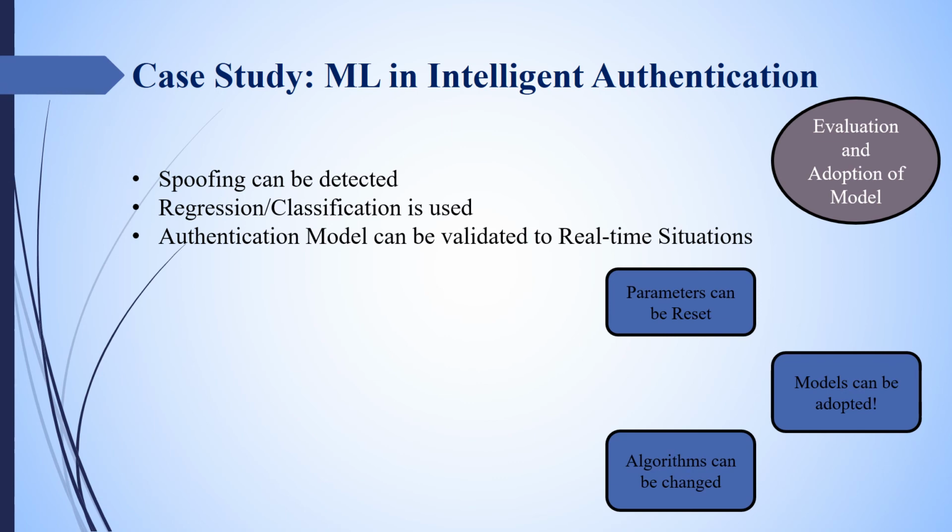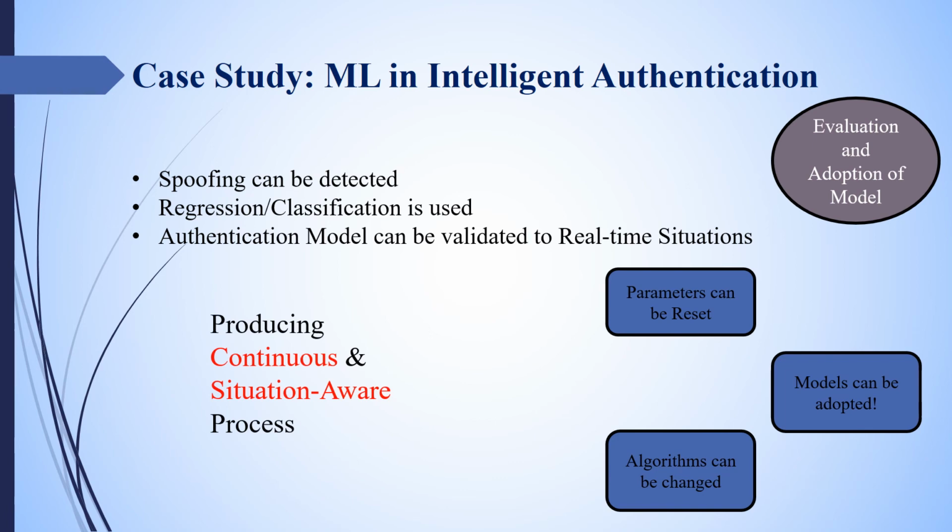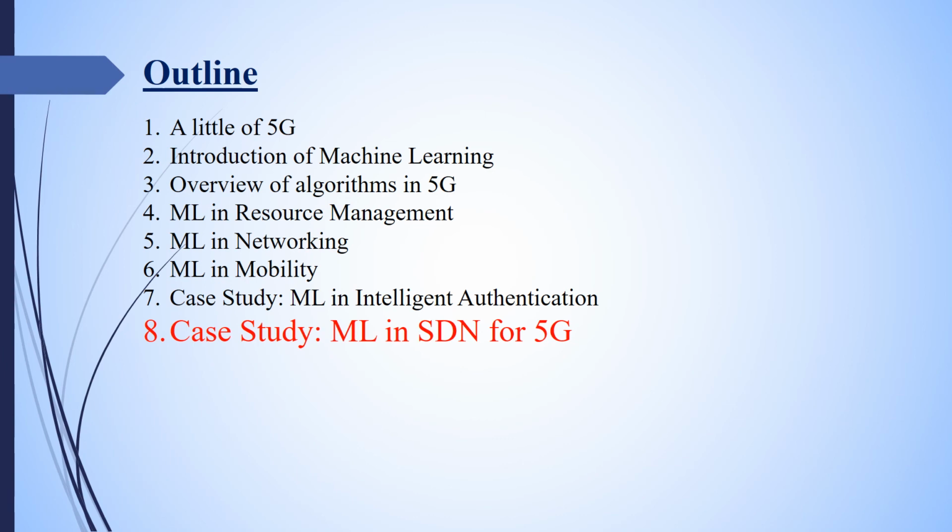This makes it a continuous and situation-aware process, thus achieving all three goals that intelligent authentication can provide in the upcoming 5G networks. Let us discuss the last case, which is machine learning in SDN and 5G.